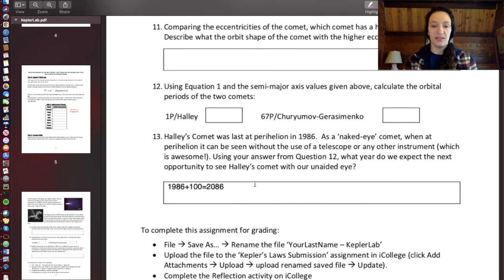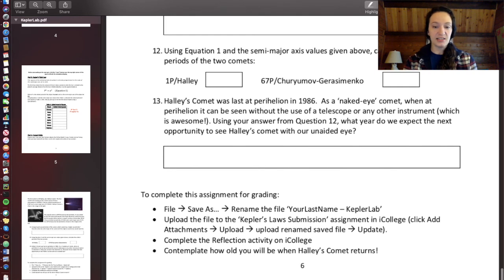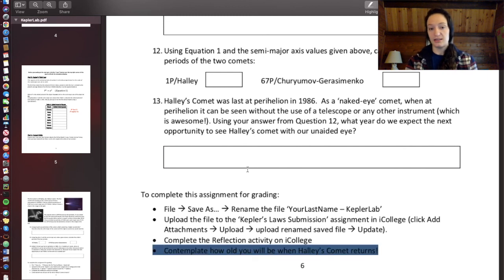But yeah, that is how you do that. And with that, that is the end of this lab. And just a fun activity to do is think about how old you'll be the next time we'll be able to see Halley's Comet. I will personally be almost 80 years old. I will be ancient. So that'll be really cool for me to be able to see that before I die.